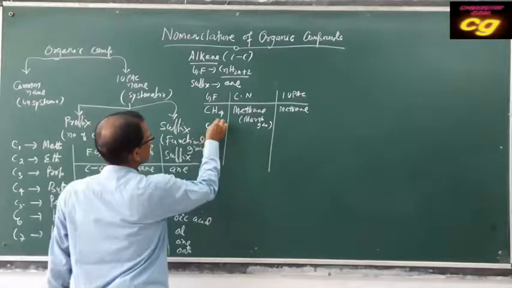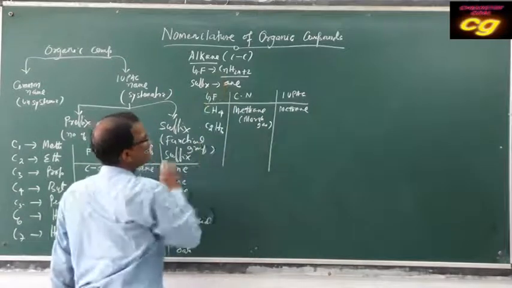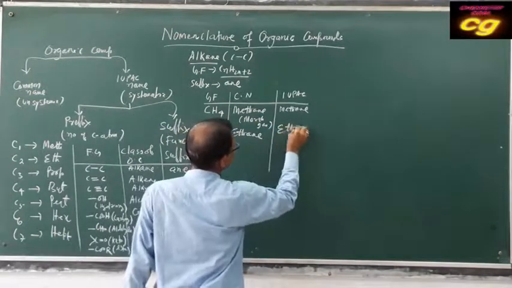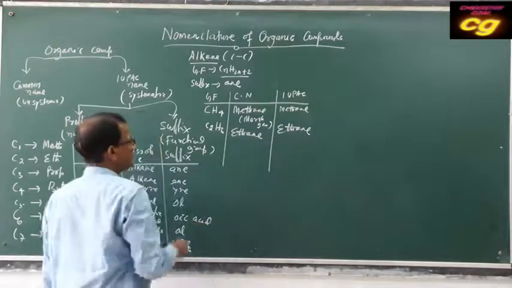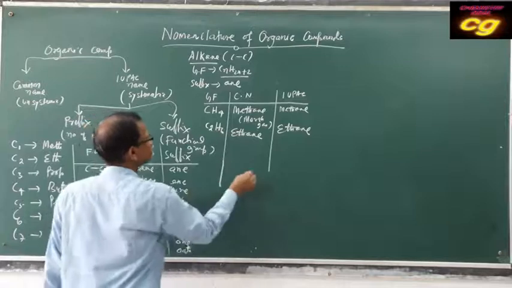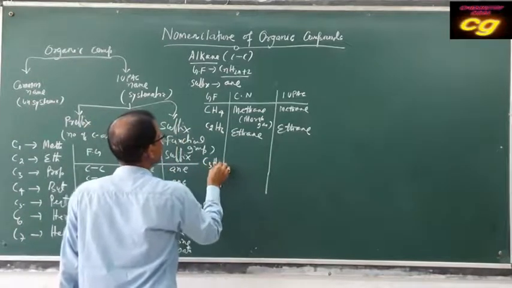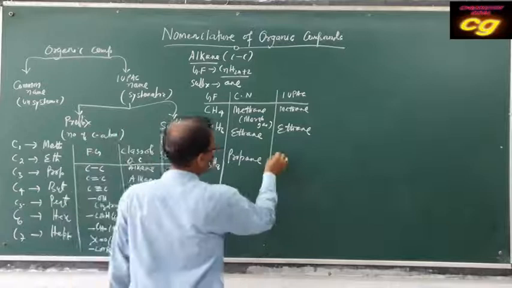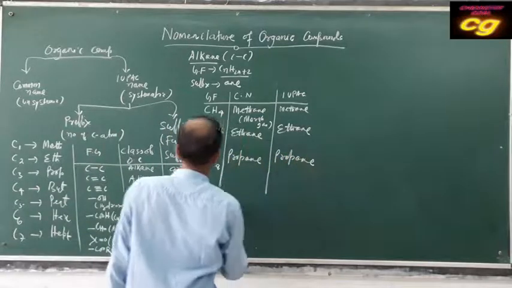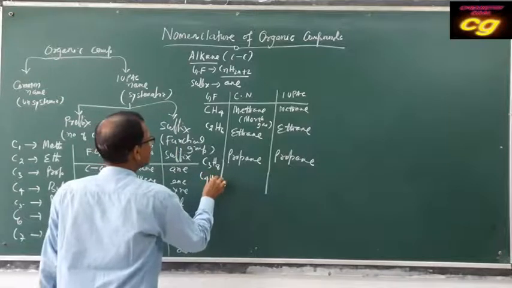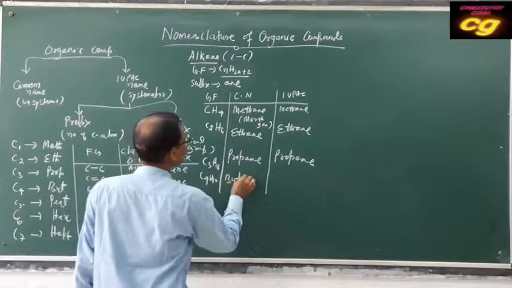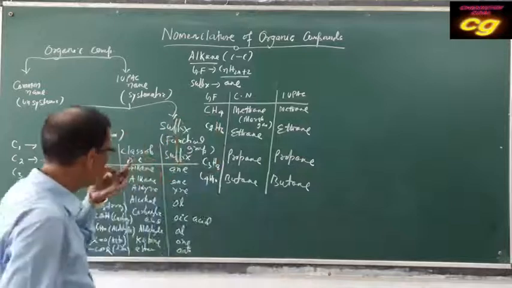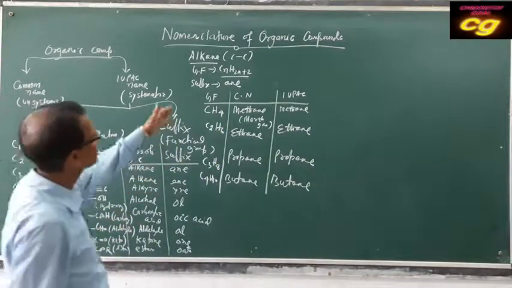Then C2H6, applying the formula, is called ethane. Then C3H8 is propane, and C4H10 is called butane. So this is some important nomenclature of alkanes.